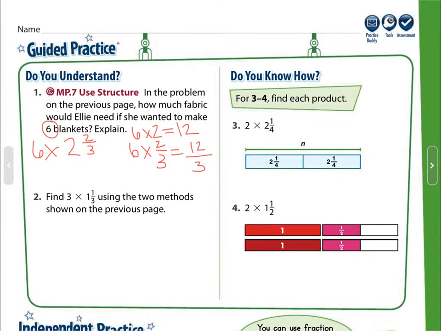Okay, the next step is to make sure that I change this improper fraction into a whole number. So 12/3 is the same as 4 because 3 goes into 12 4 times. Now finally I can combine my parts. 12 plus 4 equals 16 yards.